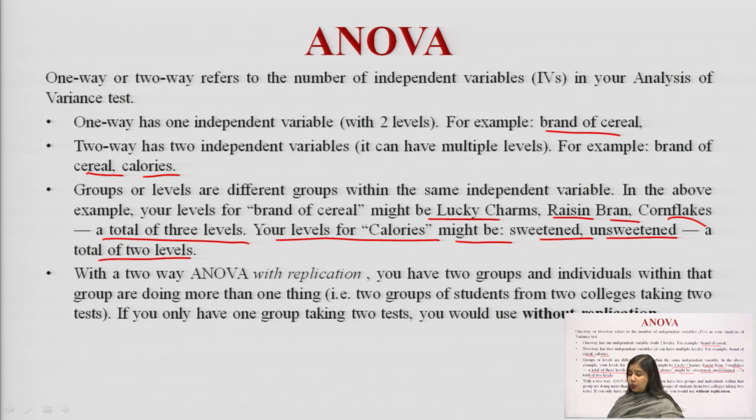So, with the two-way ANOVA with replication, you have 2 groups and the individuals within the groups, and you are doing more than one thing, or 2 groups of students from 2 different colleges taking 2 tests. And if you only have one group taking the 2 tests, you would use without replication.